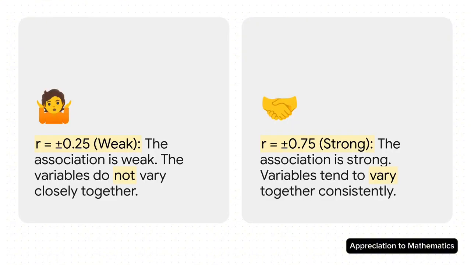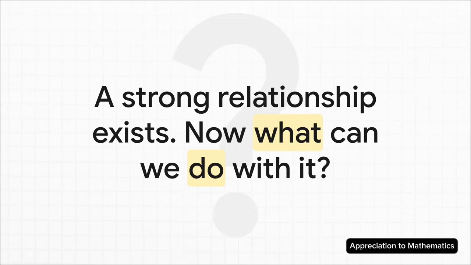So what does that look like in the real world? Well, a weak score means the connection is kinda loosey-goosey. The data points would be all over the place. But a strong score? That means the variables move together in a really tight, consistent pattern. That's a relationship you can actually rely on. And this brings us to a really important question.